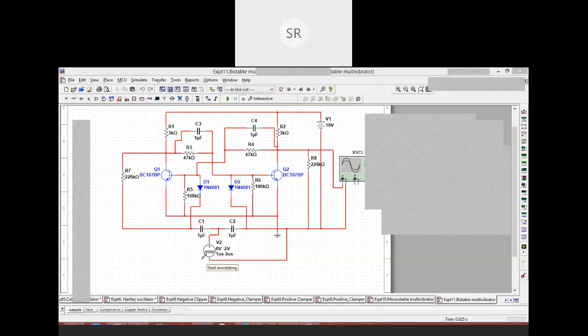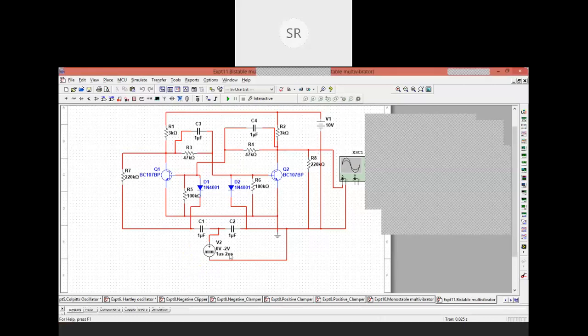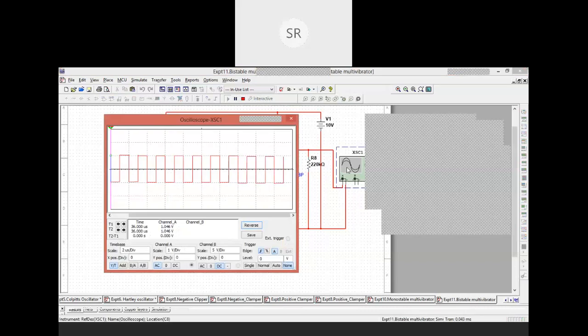So this one is the bistable multivibrator triggering pulse. Its on time period equals 1 microsecond and off time equals 1 microsecond, total pulse width equals 2 microseconds. This one, right? Okay, here I am going to just simulate the bistable multivibrator, to see whether we are getting the output pulse.